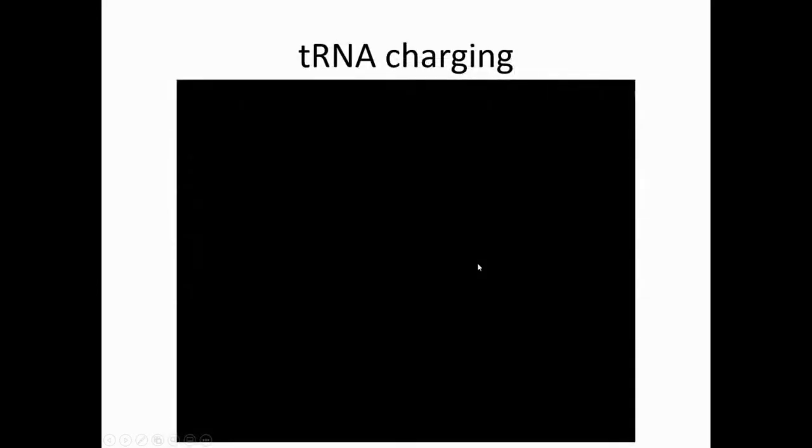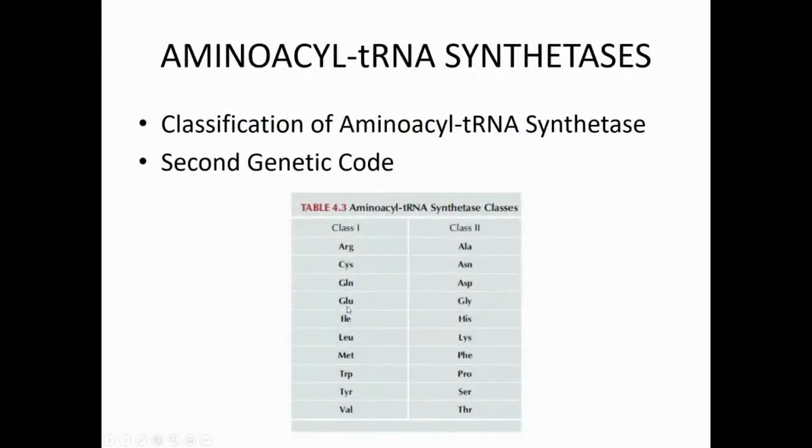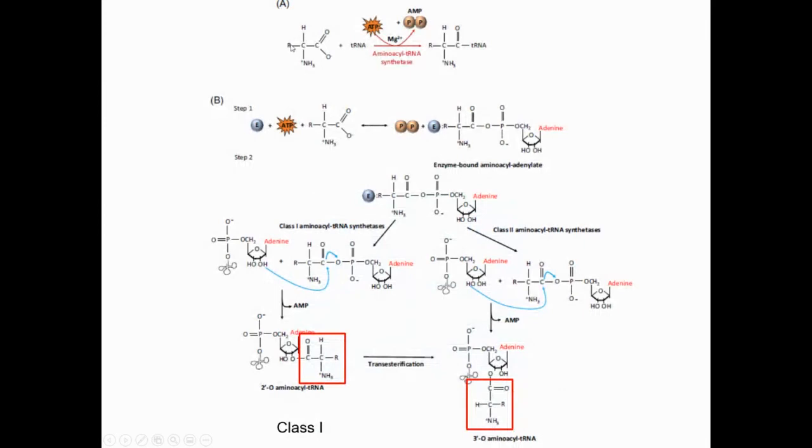So that's class 1 and class 2, depending on the difference. We have 10 amino acids belonging to class 1, like arginine and cysteine, and class 2 like alanine. So these are the details. The first step, we charge the amino acid. We have ATP and amino acid, and then you connect this amino acid to the AMP, so we have AMP adenine and amino acid, and release the pyrophosphate.